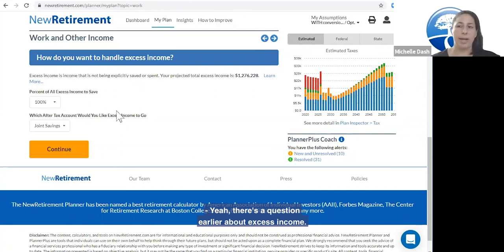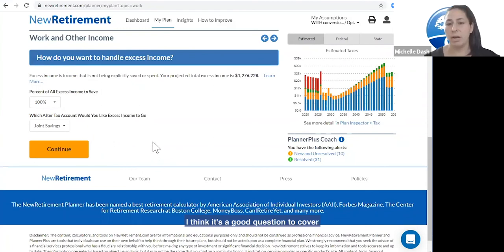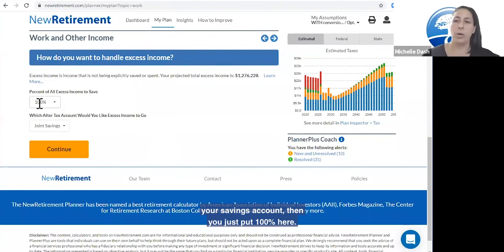Yeah, there was a question earlier about excess income. This is on my plan, work and other income towards the bottom of the page. I think it's a good question to cover because we get that a lot. Sometimes you make more money than you expected, either because of the returns or inflation, or you have extra money that you haven't actually allocated in your plan towards expenses. When that happens, we need to know what to do with it. If you want all extra income to go to your savings account, then you just put 100% here. If you think you're going to spend it on vacation or consumables or gift it or do something else, then you can choose another percentage. We might say that 80% goes to savings and 20% will be spent. So happy to talk about this more.